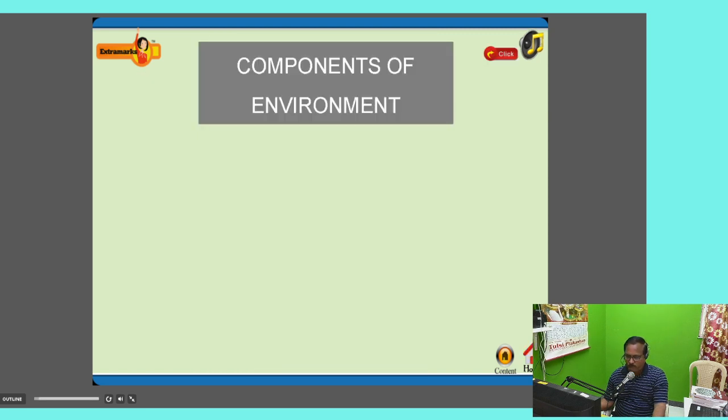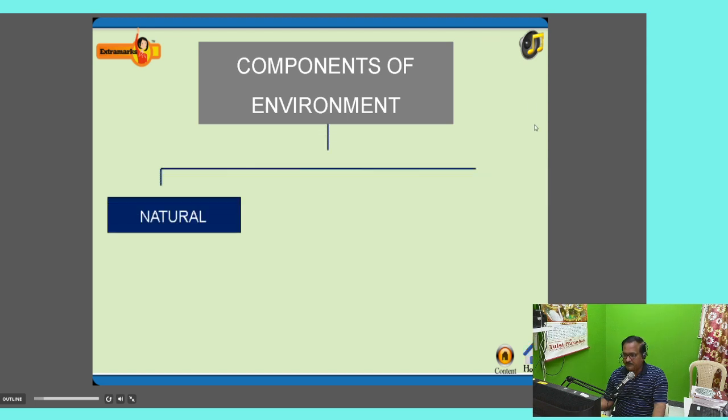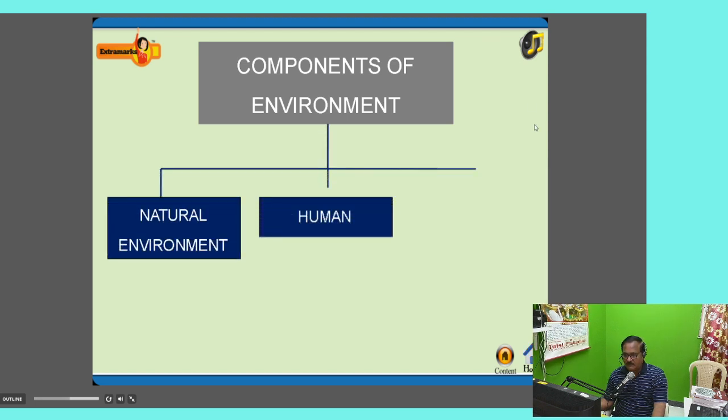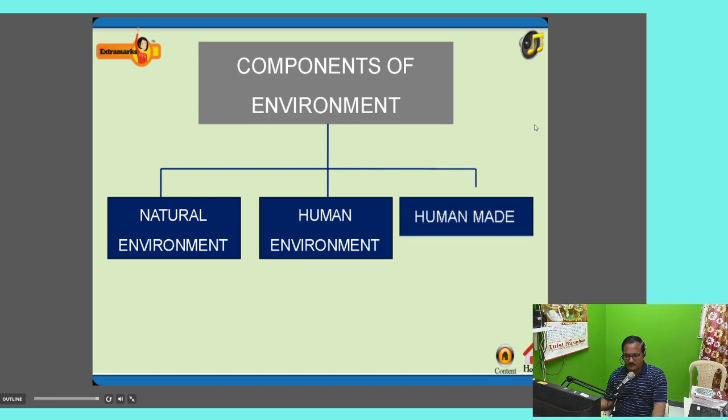There are three components of environment. What are the components of environment? This is the next question. So there are three components. Let us see what are the three components. Natural environment, human environment, and human-made environment. The following animation will give a detailed explanation of the components of environment. So all these three: natural environment, human environment, and human-made environment. Okay. So let us see a video on this.